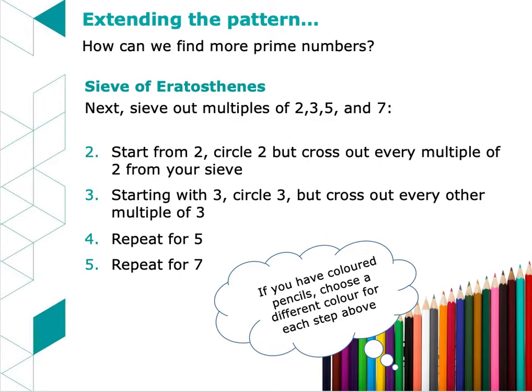Step 4, repeat for the number 5, so put a circle around the number 5, then cross out every other multiple of 5: 10, 15, 20, 25, 30, 35, 40, and so on. And then repeat for the number 7. You won't need to do the number 6 because the number 6 will have already been crossed out due to it being a multiple of 2. Pause the video now to have a go at those.